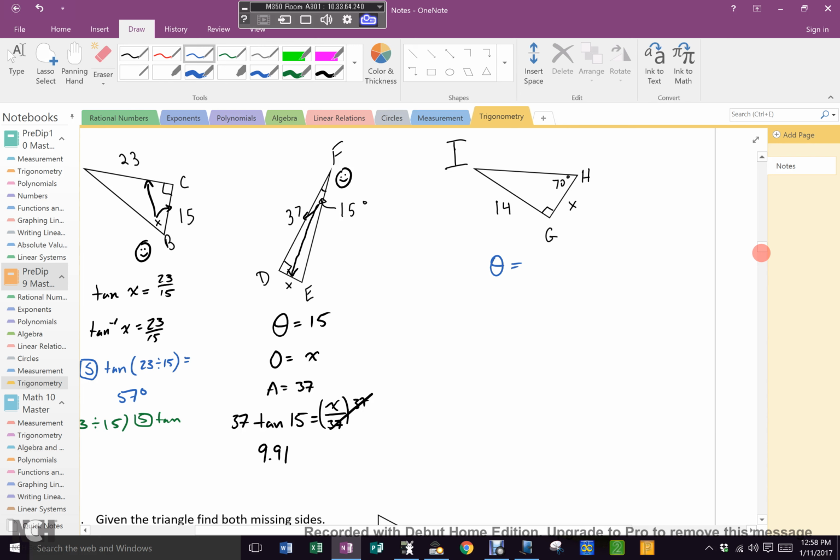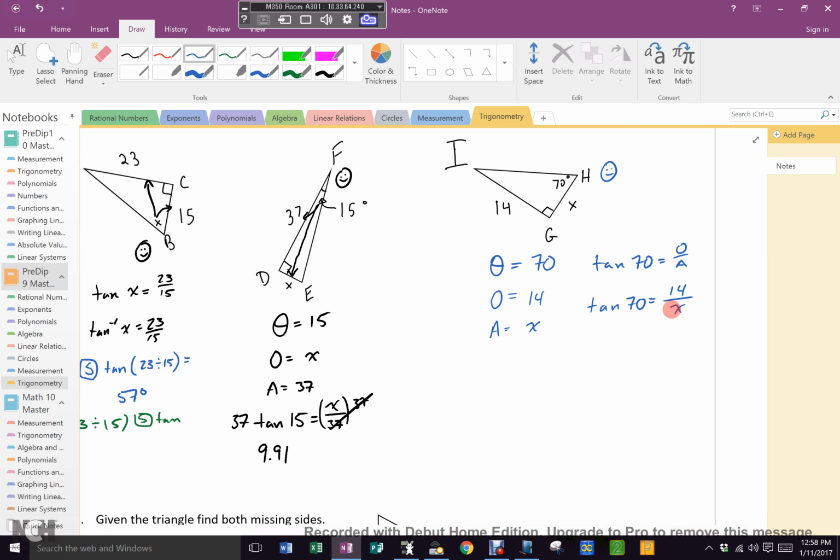All right, so what was my theta? 70. That means that's where I am, right? Okay, so what do I have? Do I know anything else about the triangle from where I'm standing? I know the opposite is what? 14. And the adjacent is what? X. What else do I know? I know that tan of 70 must equal O over A, correct? So tan 70 must equal 14 over X, right?